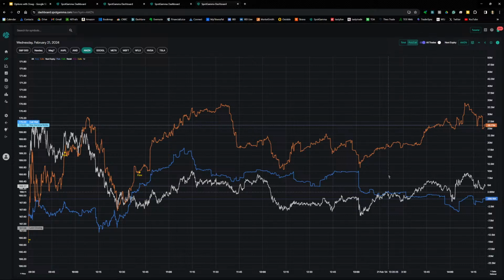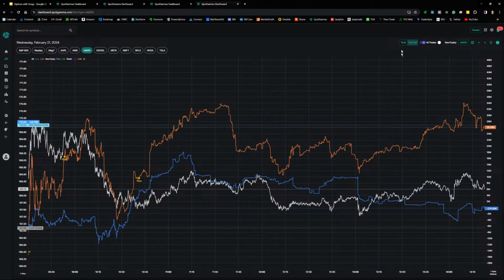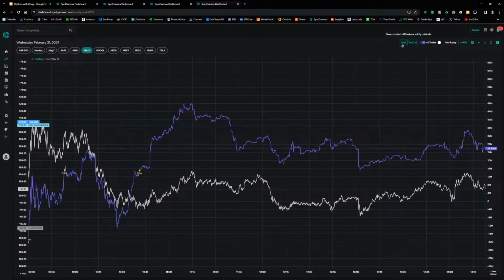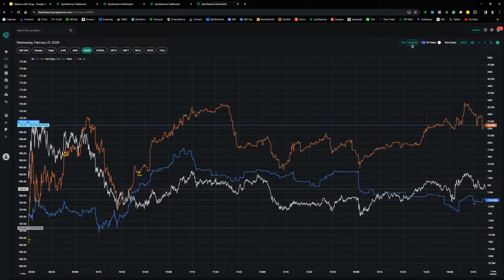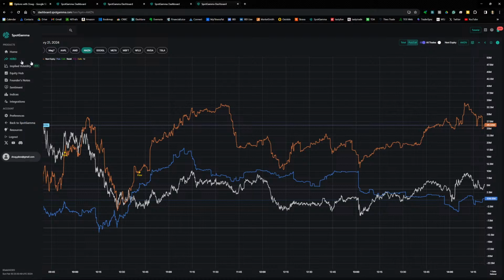So net for the day, they are buying calls, not doing much with puts. Let's just take a look at the total signal. So slightly positive for the day. Really not much to see there.